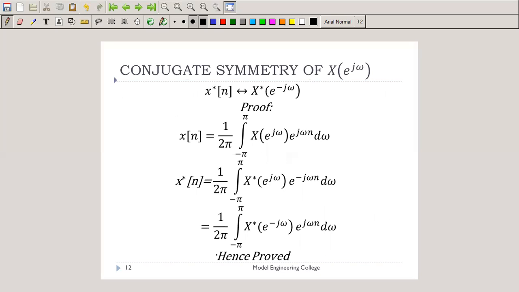So this is the conjugate symmetry property of the Fourier spectrum. That is, if x of n and X of e raised to j omega constitute a Fourier transform pair, that is, the DTFT of x of n is equal to X of e raised to j omega, then the DTFT of x conjugate of n is equal to X conjugate of e raised to minus j omega. It can be proved like this. Consider the definition, the synthesis equation: x of n is equal to 1 by 2 pi integral from minus pi to pi of X of e raised to j omega times e raised to j omega n d omega.